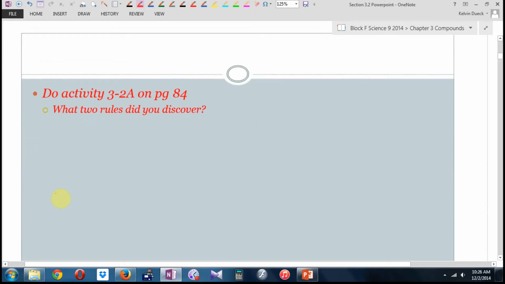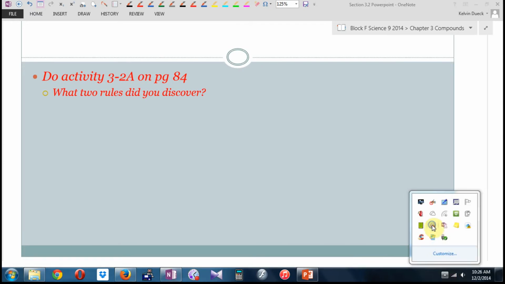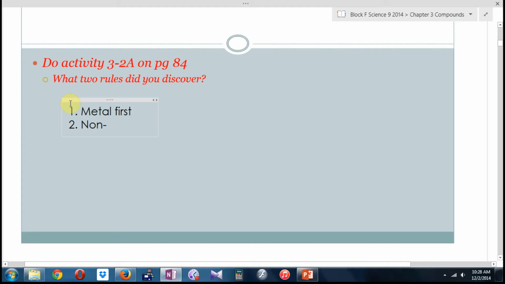It says, do activity 3-2A on page 84. What 2 rules did you discover? We're actually going to do that together right now. I'm going to pause the video. But what 2 rules did you discover? Rule 1, metal first. Rule 2, non-metal changes to "-ide". Why? Because I'm not in charge. It's just the way it's done.